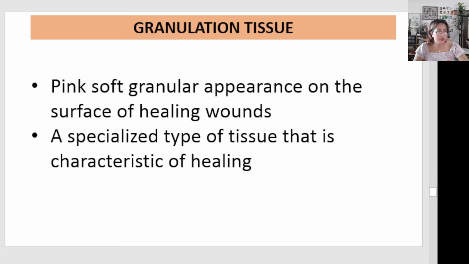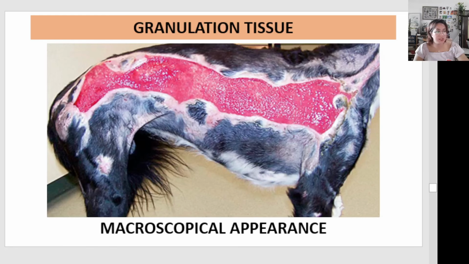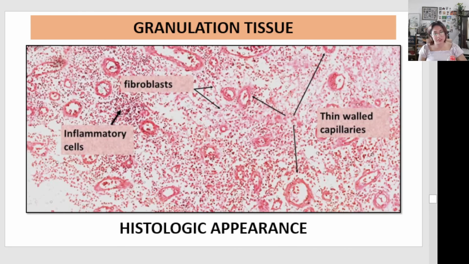So, the term granulation tissue derives from its pink, soft, granular gross appearance on the surface of wounds. The loops of new vessels, when viewed from the surface, have a granular appearance. However, it is the histological features that are characteristic.